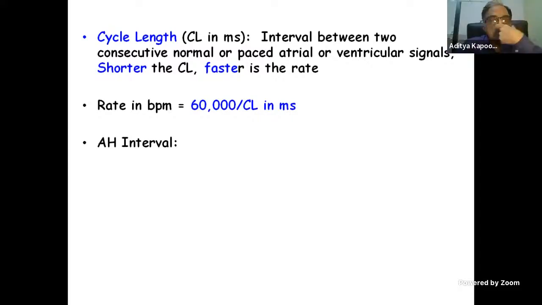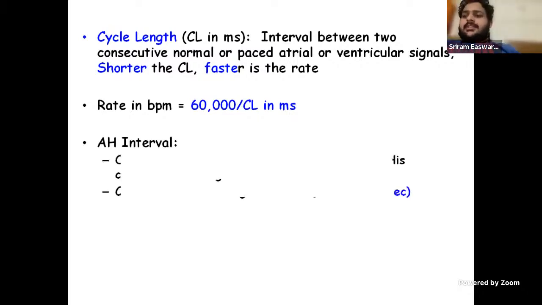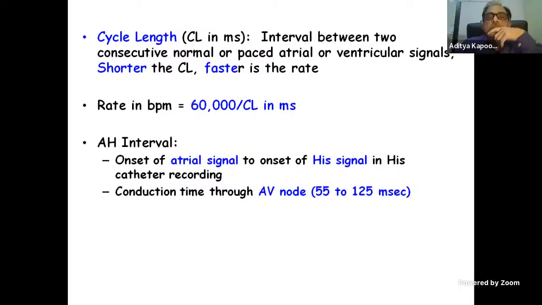Normal value? Normal value is around 45 milliseconds. So onset of the atrial signal to the onset of the His signal, and it's around 55 to 125 conduction time through the AV node. We will take Dr. Vivek's and Dr. Yash's opinion on the next tracing which comes up.